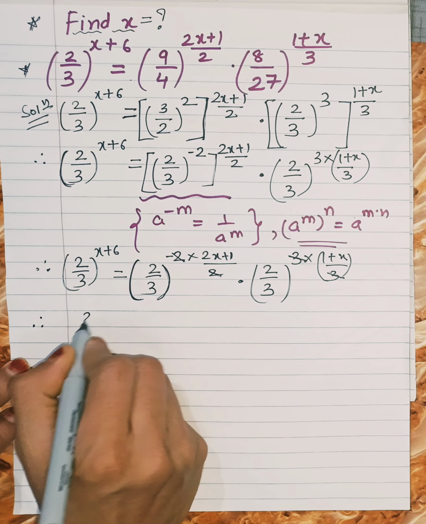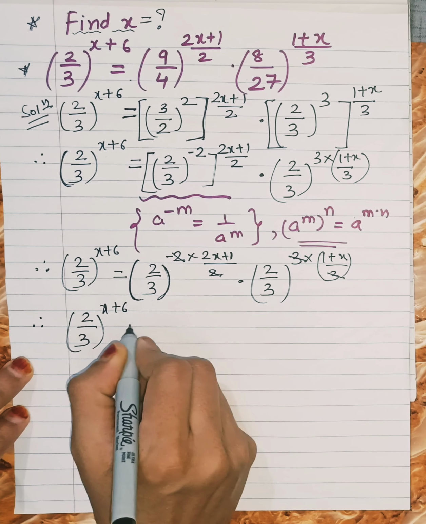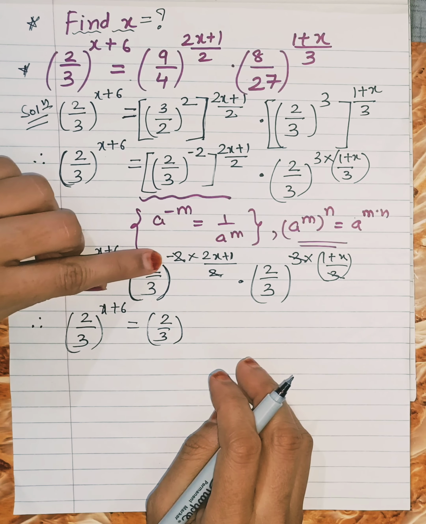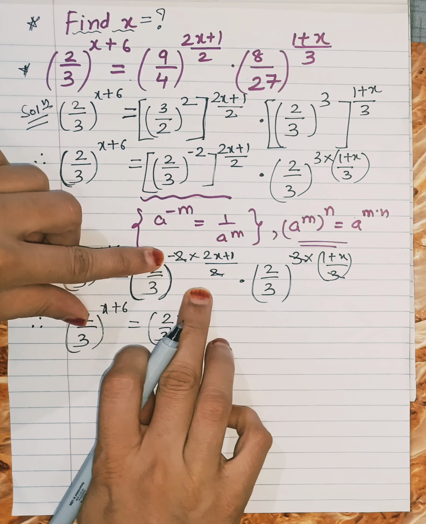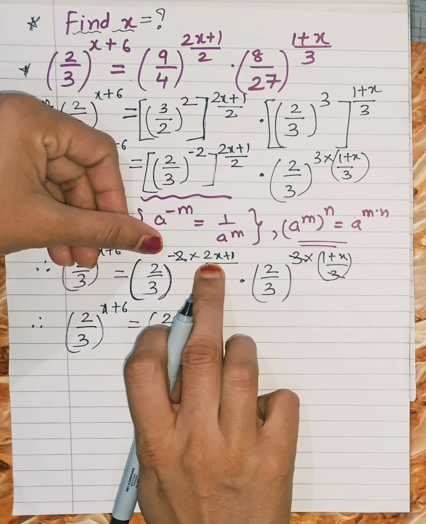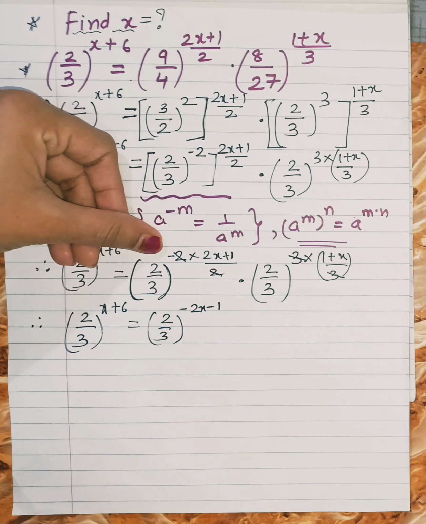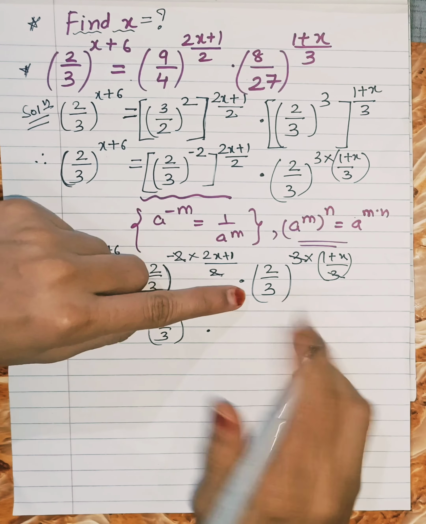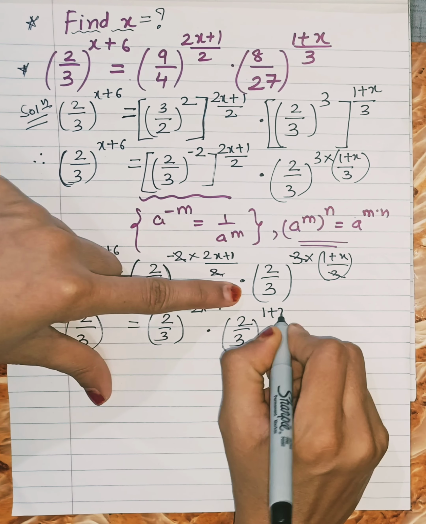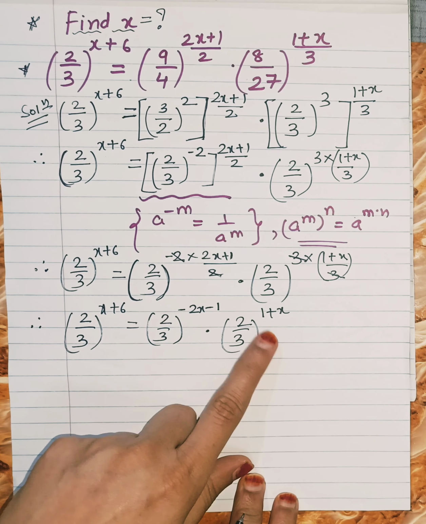Now we are left with (2/3)^(x+6) equals (2/3) whole raised to, here the negative sign is there. 2 and 2 we have cancelled, but the minus sign is left. So this negative sign will get multiplied with both, so we will get minus 2x minus 1, into (2/3) whole raised to 1 plus x. This 3 and 3 will get cancelled and only 1 plus x will be left in the power.